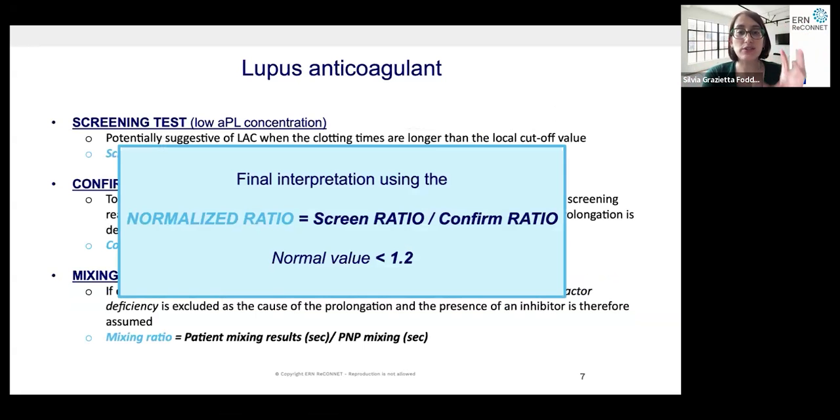As the last thing, in order to say that we've got lupus anticoagulant, we are going to compare the ratio of the screening part and of the confirmation part. If they go below a value that is considered and formulated by the referral lab, and in this case is 1.2, I'm going to say that my patient does not have the antibodies.